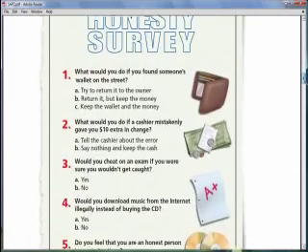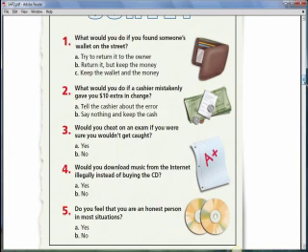And we have 5 questions here. Number 1 is, what would you do if you found someone's wallet on the street? A, try to return it to the owner.